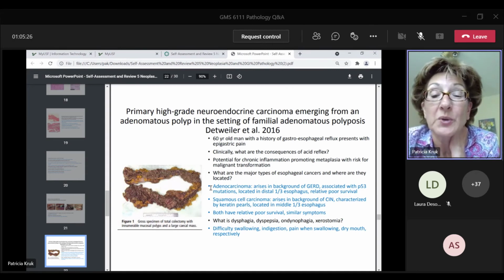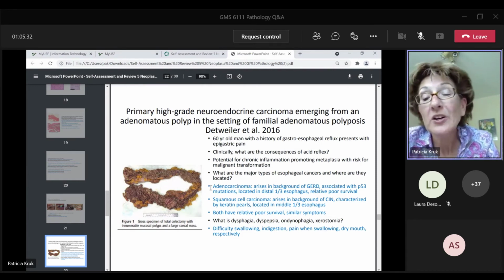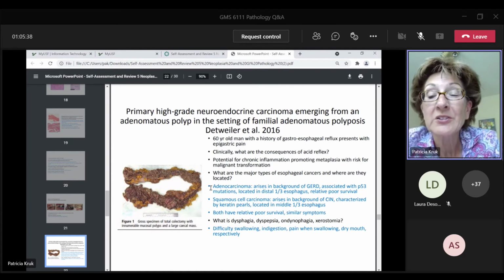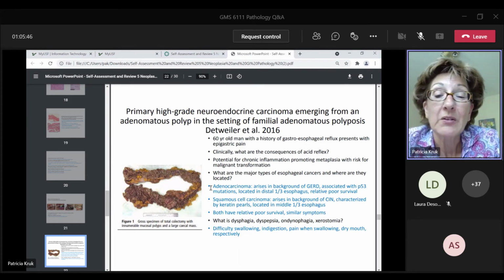On the other hand, squamous cell carcinomas, again, we talked, those are characterized by the presence of keratin pearls. They occur a little bit higher in the esophagus, usually about the middle third, and they just sort of grow as a background of a carcinoma in situ that slowly grows and grows and eventually breaches its basement membrane. Now, regardless of the type, both are generally associated with a poor outcome in patients.